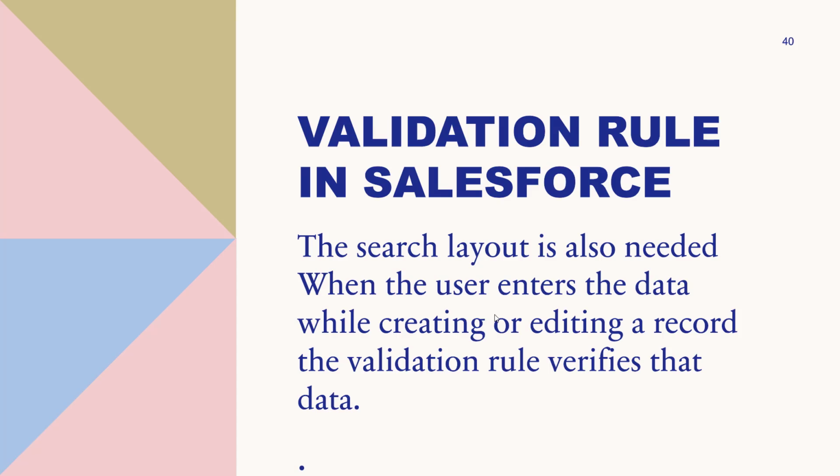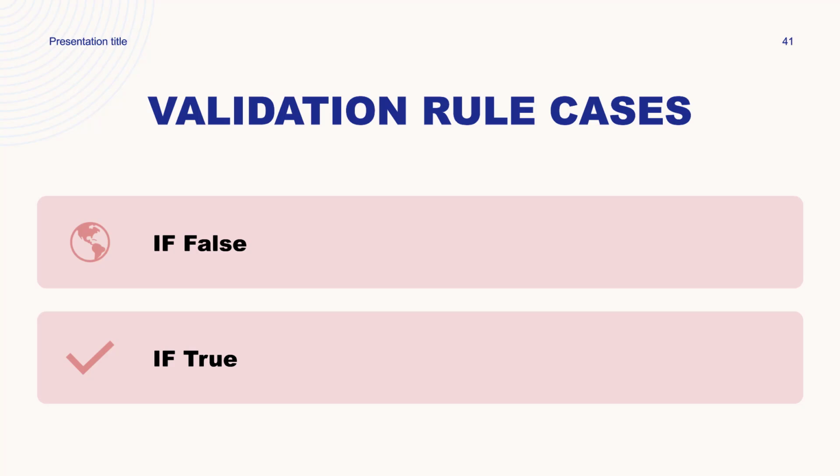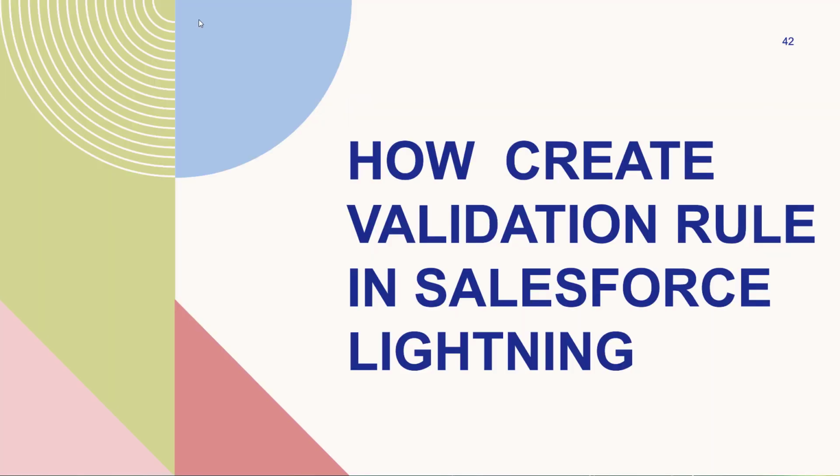when the rule returns the value true due to invalid data. There are two cases of the validation rule. If false, the error will not show when we save the record and the record will be saved to the database. If true, the error will show when we save the record and the record will not get saved to the database. Now let's move ahead and discuss how to create a validation rule in Salesforce Lightning.